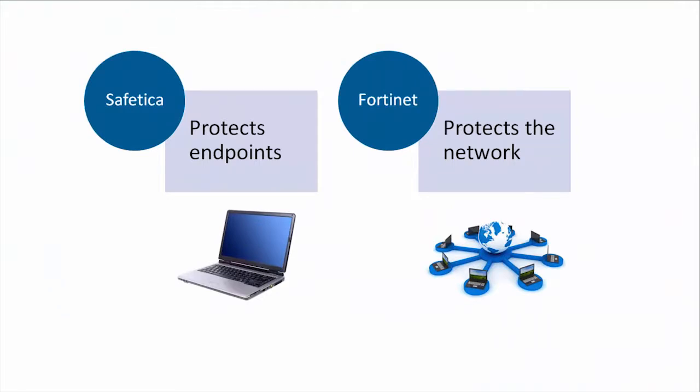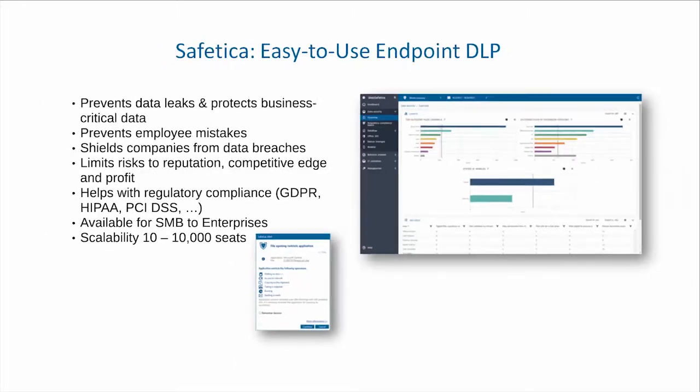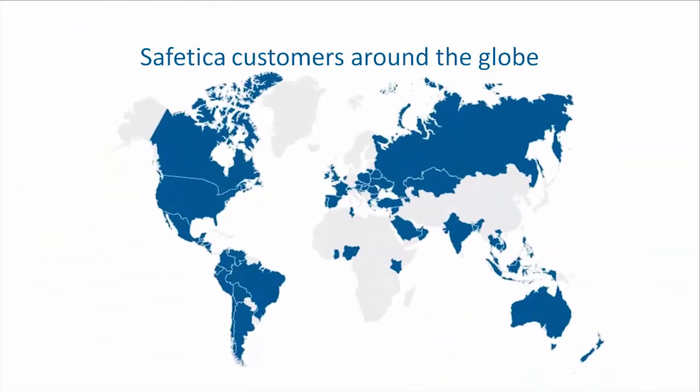Safetica is an easy-to-use endpoint DLP solution that can prevent your important data from falling into the wrong hands. Whether it's a customer list, industrial designs, financial data, or even client information, Safetica has you covered. Whether you have 10 seats to 10,000 seats, or even if you are bound by different regulatory compliances, Safetica has you covered there too. Customers around the globe depend on Safetica to protect their most important assets.